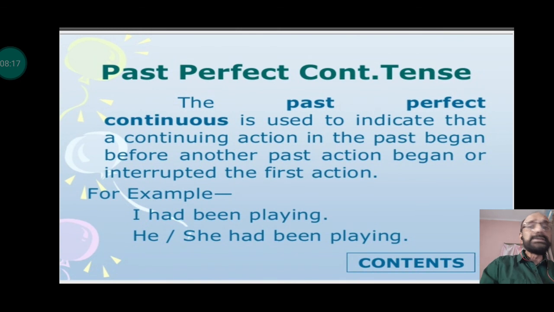Past perfect continuous tense. The past perfect continuous tense is used to indicate that a continuing action in the past began before another past action began or interrupted the first action. I had been playing cricket when a sudden noise startled me. The sudden noise startled me is the second action, and it interrupted the first action. Or a second action began, the sound began. Both the actions were, although, completed in the past itself.